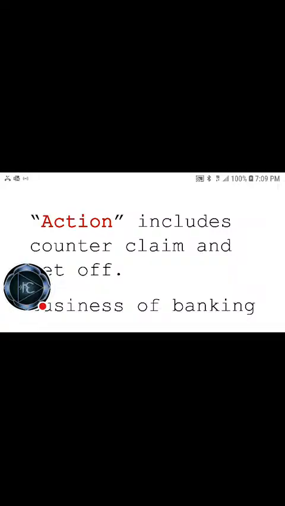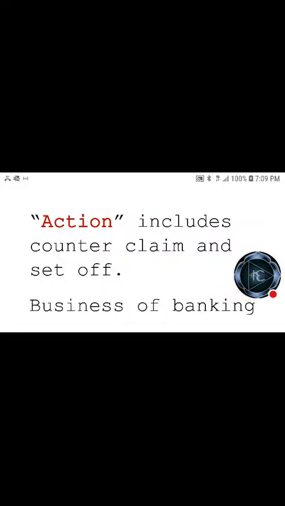That's what action is. They don't have to take action, just like sometimes when people send you letters and you ignore them. And then it's up to them if they want to do something about it.